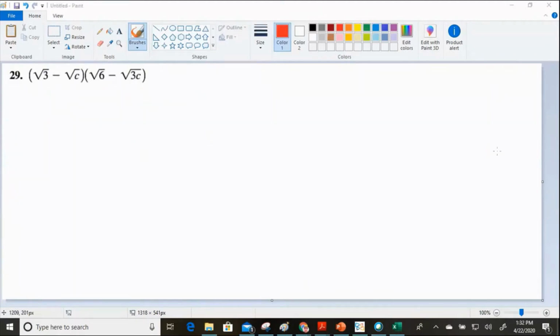Okay, here's another one. I'm going to FOIL this one out. So if I multiply the beginning, I have radical 18. FOIL, O outside. So that gives me a negative 9c. Inside, I have a negative 6c. Last, I have a positive 3c squared. Okay, this one can break down a little bit.